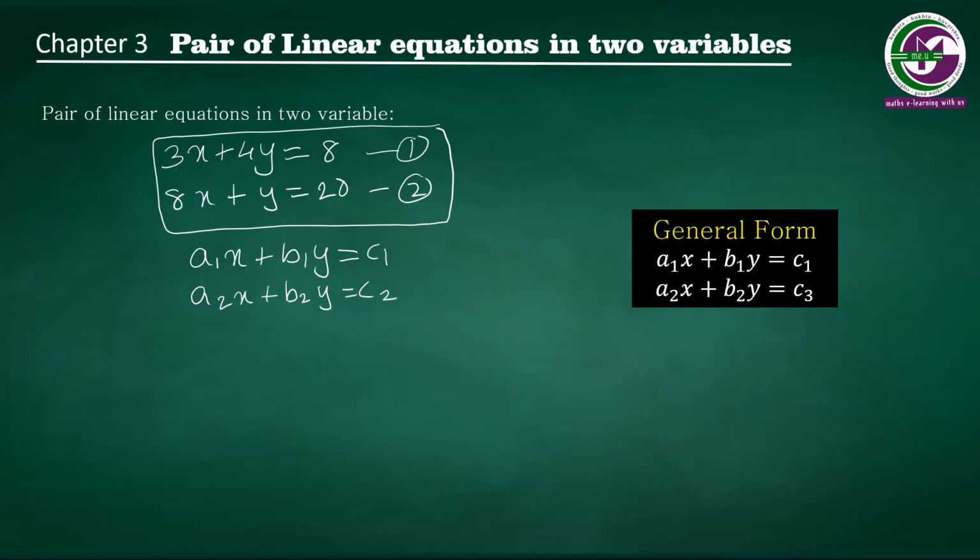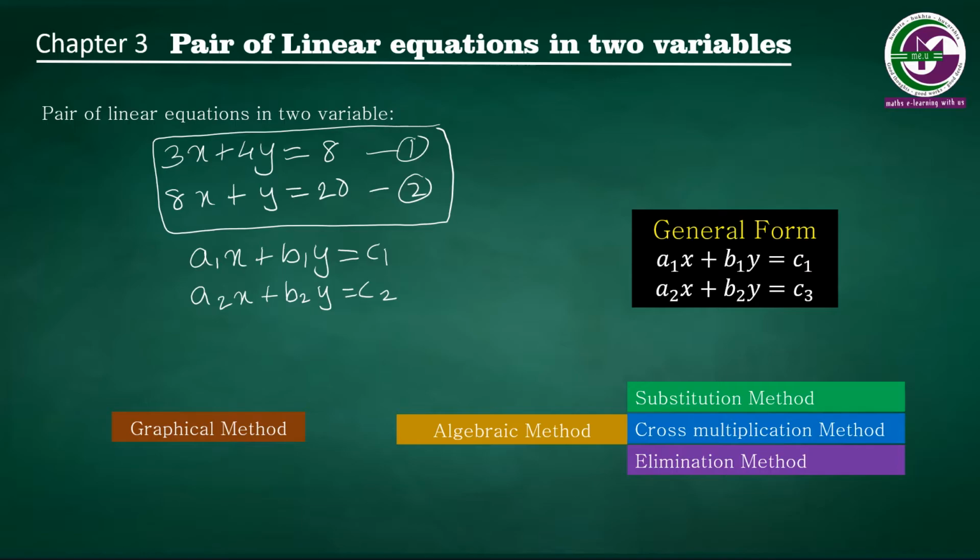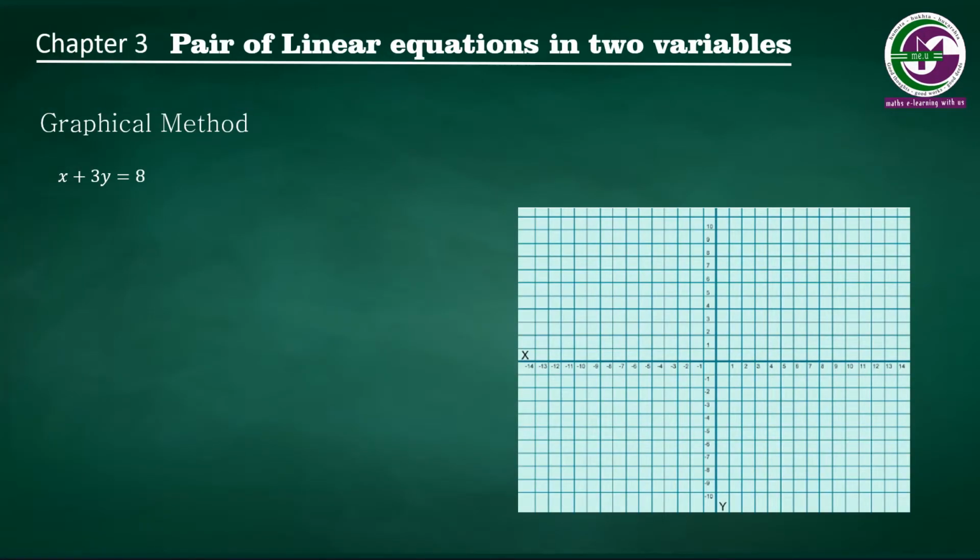There are two different methods to find the solutions of linear equations in two variables. The first method is the graphical method, and the second method is the algebraic method. In the algebraic method, there are three different methods: the substitution method, the cross multiplication method, and the elimination method. We can see in detail how to use the graphical method to find the solution of a pair of linear equations in two variables, and what the different cases in the graphical method are. Now let's see the graphical method in detail.